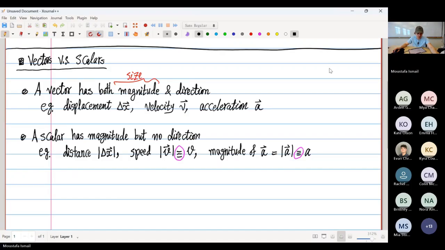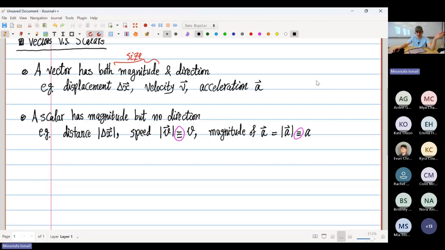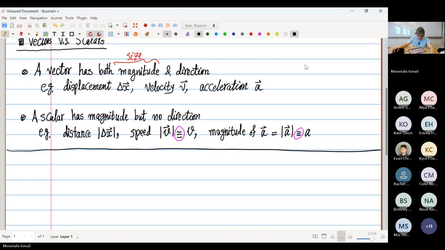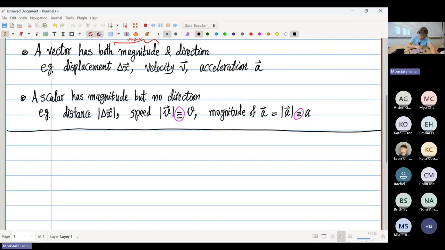Okay, those are vectors and scalars. And then we had some definitions. We defined what the elapsed time is. We defined what the velocity is, what the speed is, what the acceleration is. So we're going to quickly review those. So time and elapsed time.